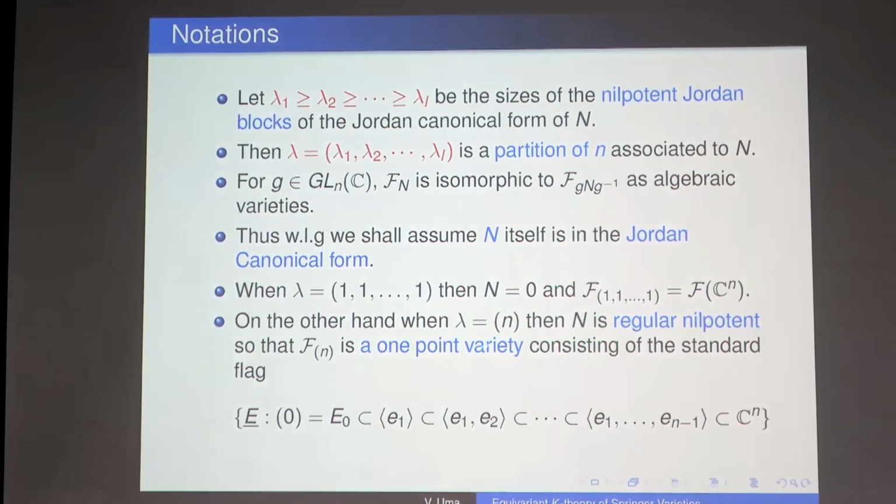It was also discussed in many of the other talks, and today also it was discussed. In that case, it can be seen by some linear algebra argument that if N fixes the flag, then it must be the single flag given by the standard basis vectors of C^n. So it can be seen that it consists of just one single point.